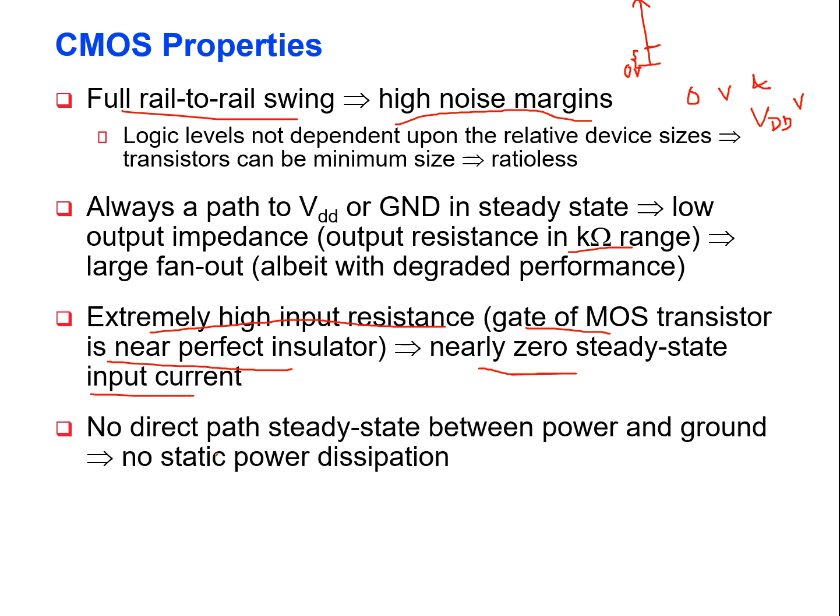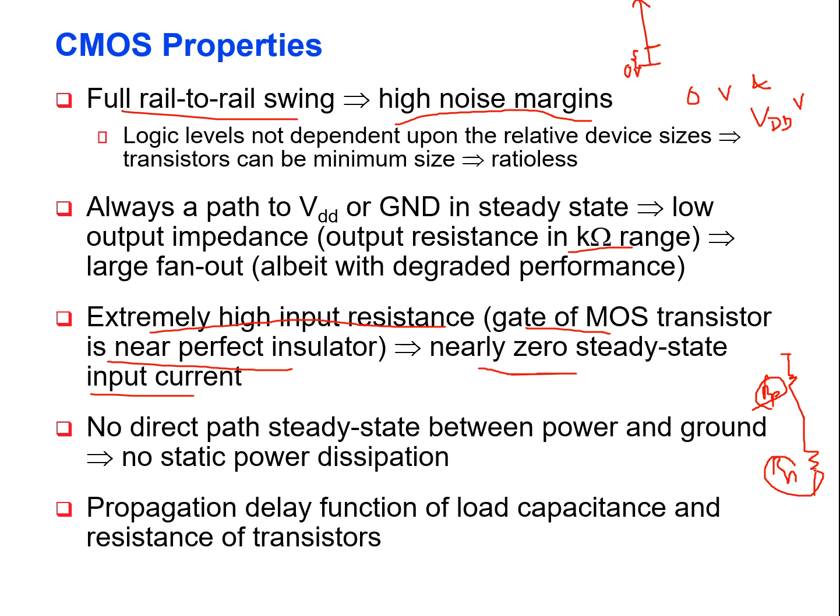There is no direct path in steady state between power and ground. We have discussed in the previous slide that there exists an internal resistance Rp and an internal resistance Rn. When any one of the devices is on, the internal resistance always exists, or we can say this is the parasitic resistance. VDD to ground does not have a direct path during steady state condition. Hence there is no static power dissipation.